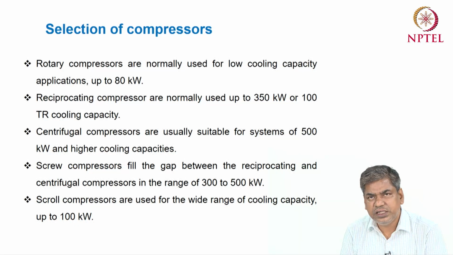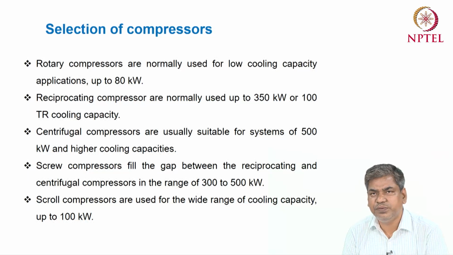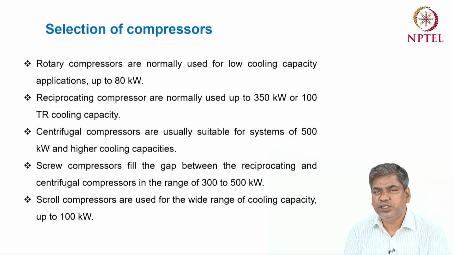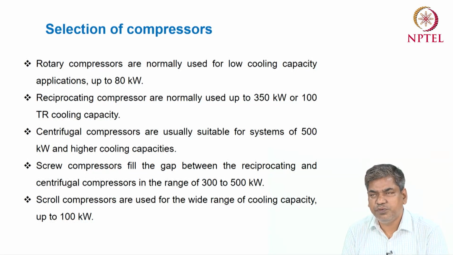So I have already discussed that for the small scale system where the compressor capacity or cooling load capacity is very low, so cooling load capacity up to 8 kilowatt, for this type of applications, we will always prefer the rotary type compressors. For example, the household refrigerator, commercial freezer and household air conditioning system. So for all these cases, we will always prefer the rotary type compressor.